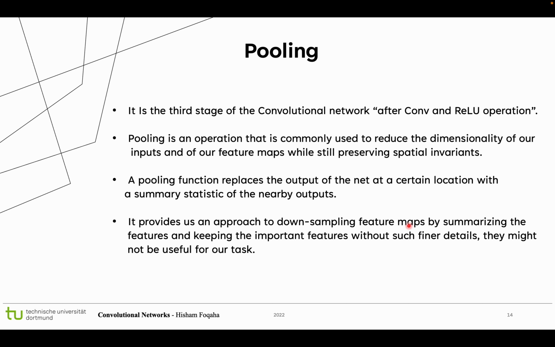So how does it work? The pooling function will replace the outputs of the network at a certain location with a summary statistic of the nearby outputs. For example, max pooling will take the max number, or mean pooling will take the average. This provides an approach to downsampling feature maps by summarizing the features and keeping the important ones without the finer details. They may not be useful for our task, so we don't need to keep them. We just keep the most relevant, most important features.